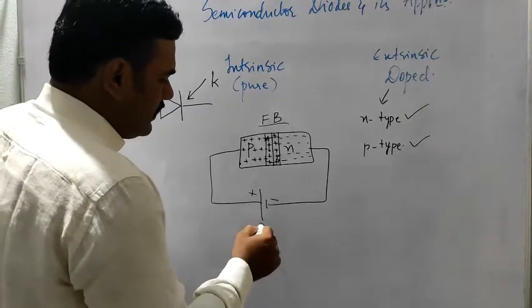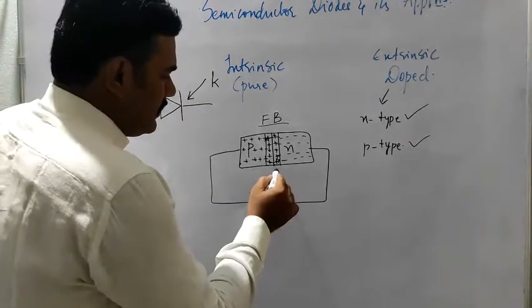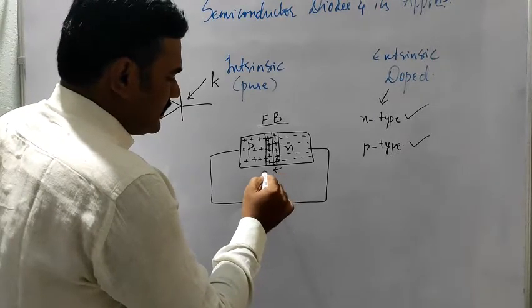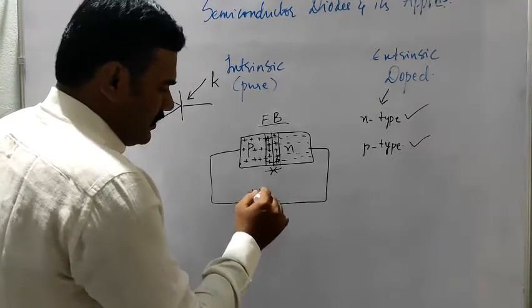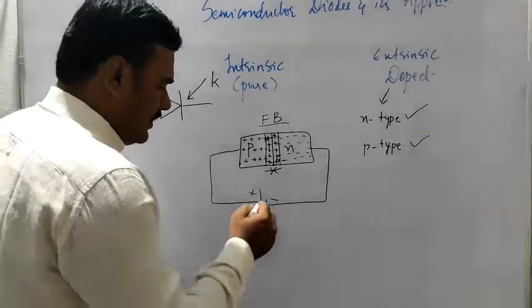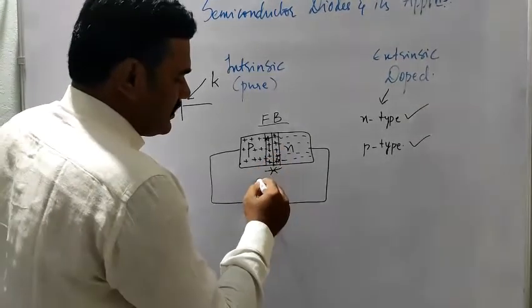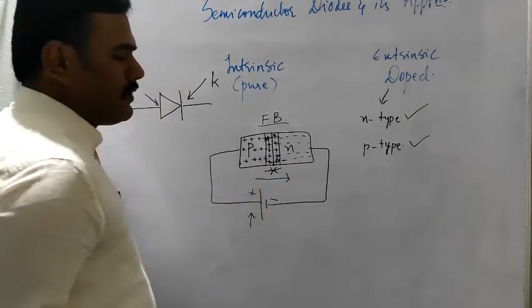Now if we go on increasing this supply, then the depletion region width goes on decreasing. Once the depletion region width is decreased, then if you still go on increasing this voltage supply, what happens? The current starts to move in the diode.